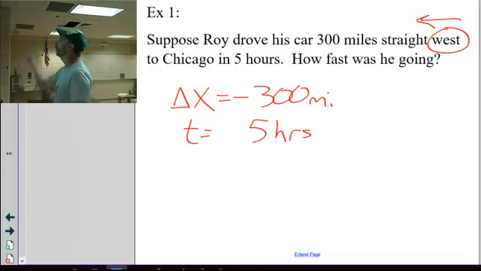All right? Now, what I should have done then was reworded this. How fast was he going? I should have either said, assuming his velocity is constant, how fast was he going? Or I should have said, find his average velocity.